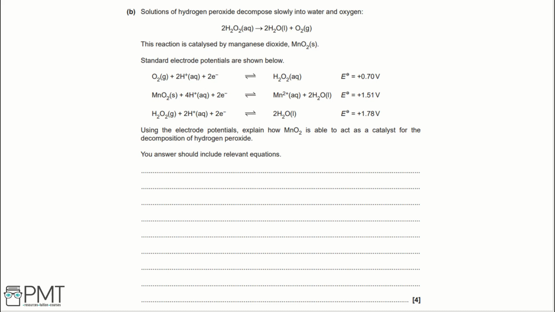Part B. Solutions of hydrogen peroxide decompose slowly into water and oxygen. This reaction is catalyzed by manganese dioxide. Standard electrode potentials are shown below. Using the electrode potentials, explain how manganese dioxide is able to act as a catalyst for the decomposition of hydrogen peroxide. Your answer should include relevant equations.